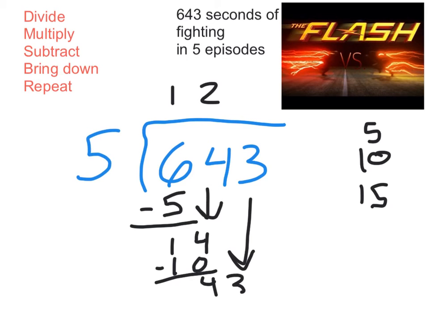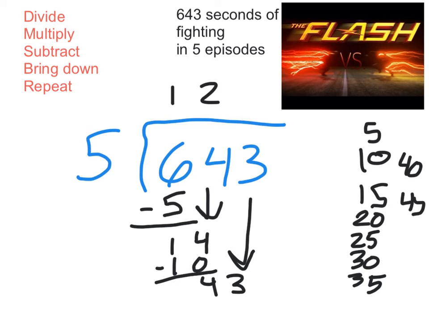Bring down the 3. Now, if I can't remember how many times 5 can go into 43, I'll start counting. 5, 10, 15, 20, 25, 30, 35, 40, 45. Well, 45 is now too big, so I'll have to go back and count. 1, 2, 3, 4, 5, 6, 7, 8. So my 8 would go up. 5 times 8 is 40. So subtract 40, which would give me 3. There's nothing left to bring down, which would give me a remainder of 3.